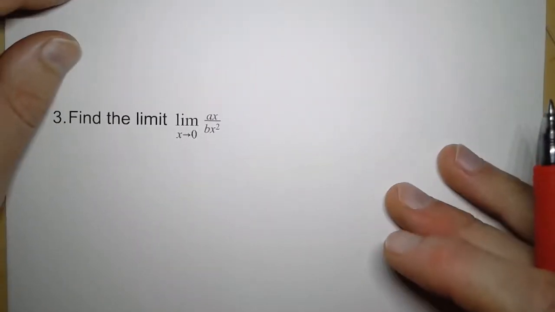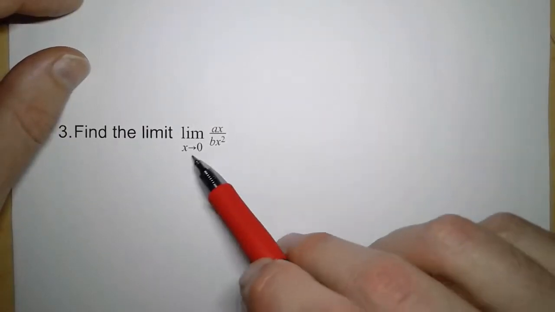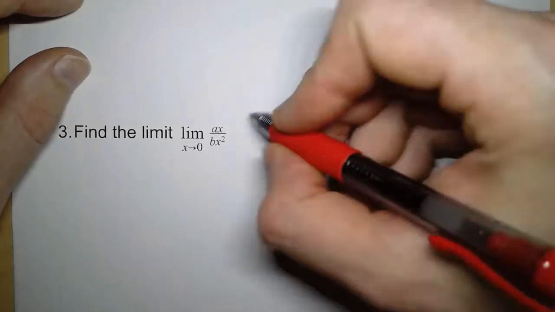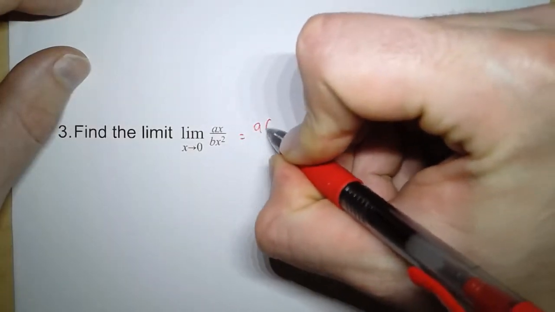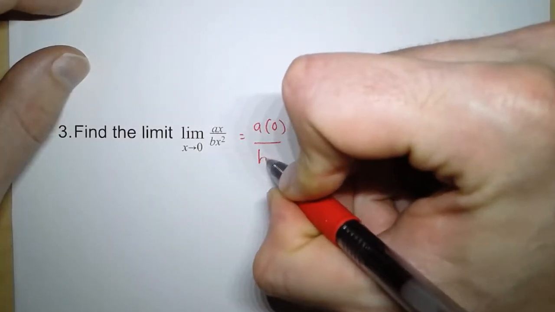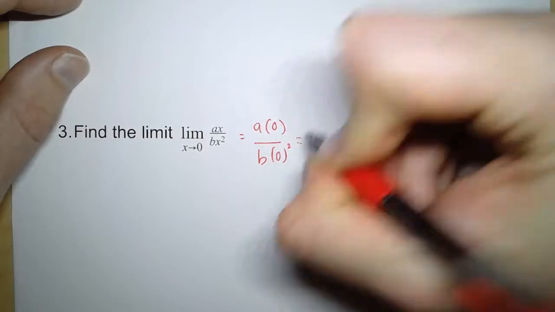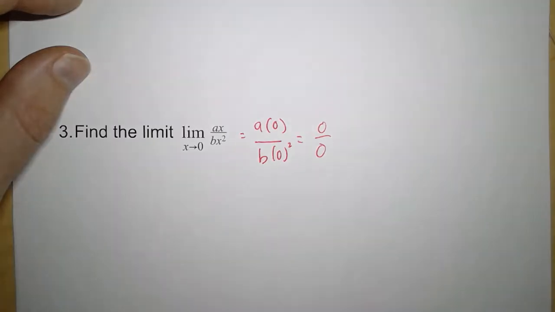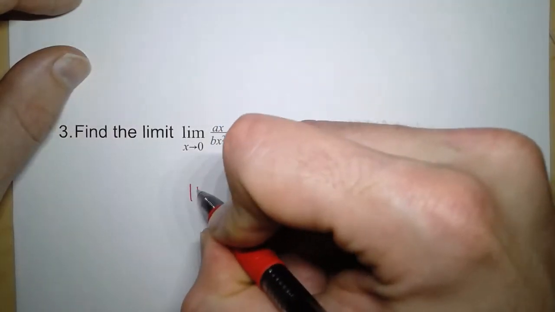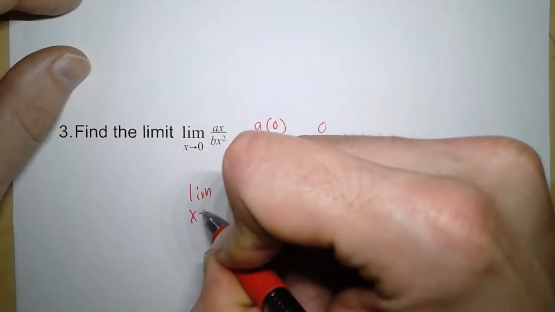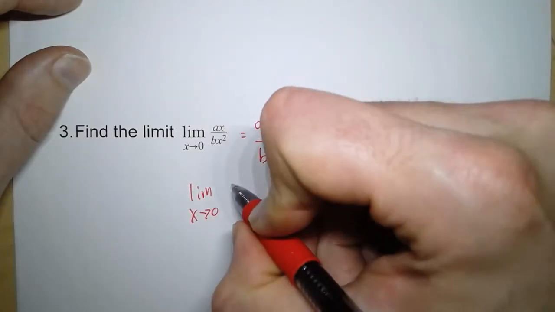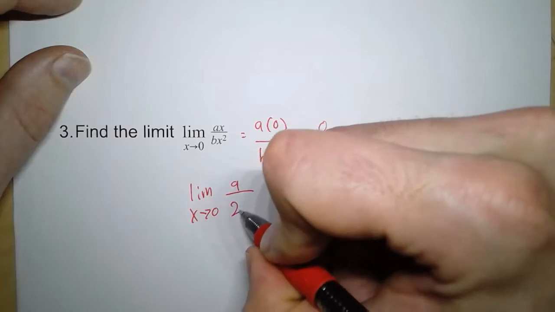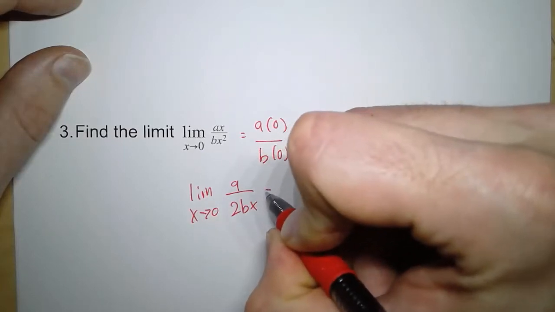Let's look down here. Here we have the limit as x approaches 0 of ax over bx squared. If we plug in 0 here, we have a times 0 over b times 0 squared. But regardless, it's 0 over 0. So this is indeterminate, so we can use L'Hopital's rule. We take the derivative of the top, we have a, and the derivative of the bottom is 2bx. And so we plug in 0.